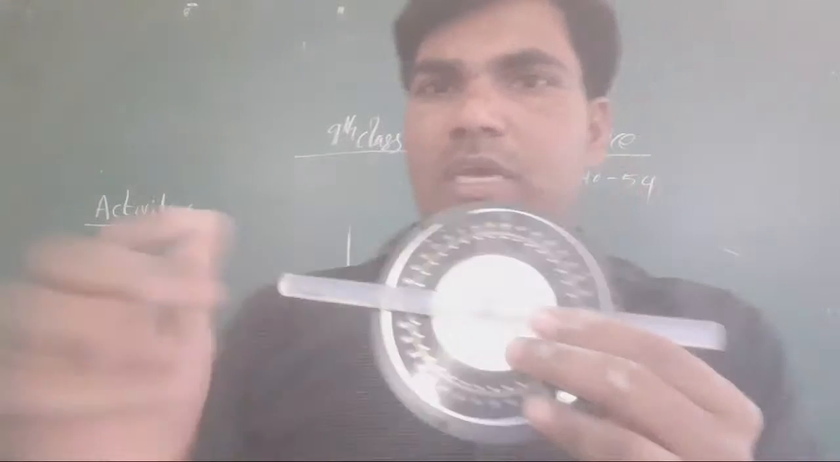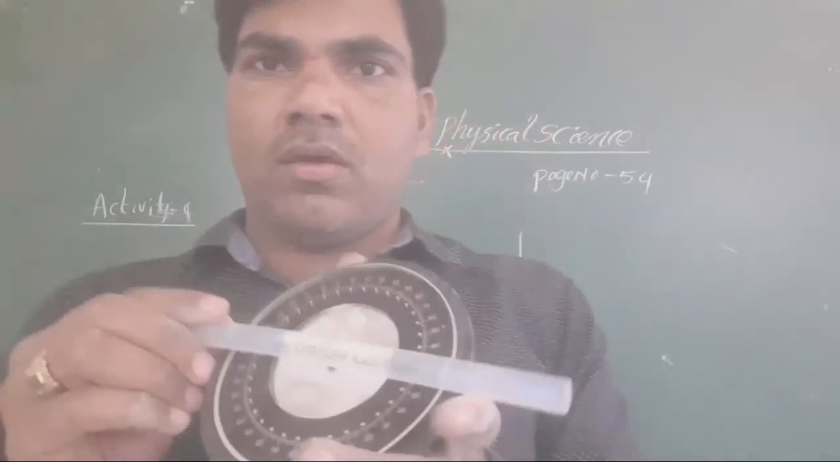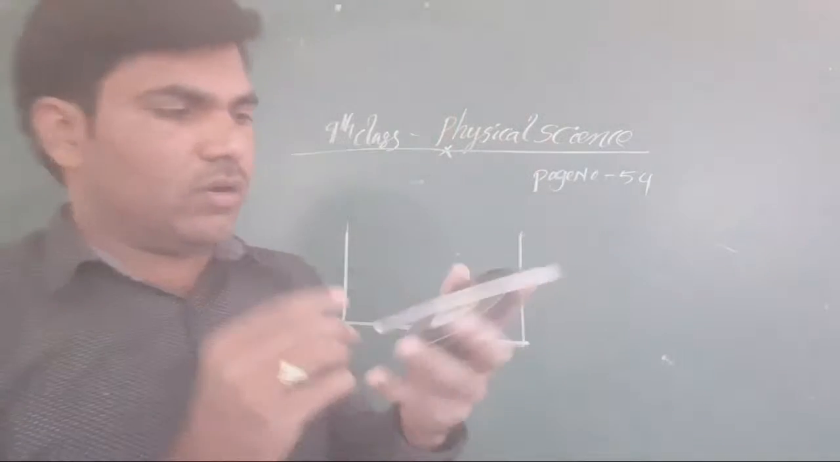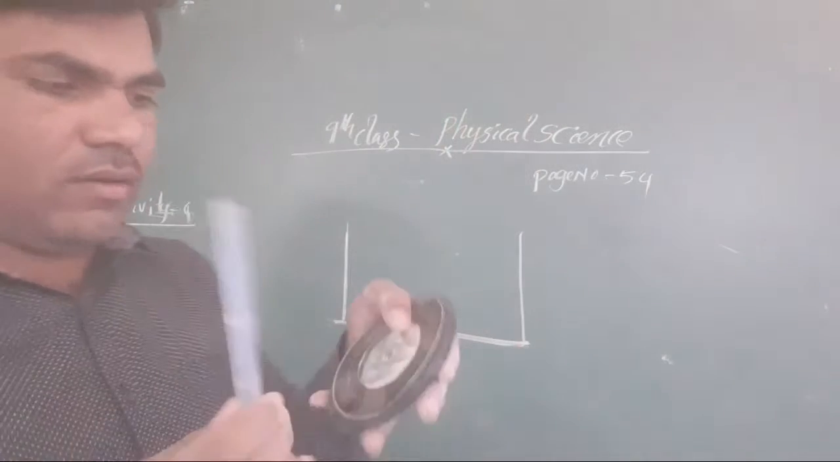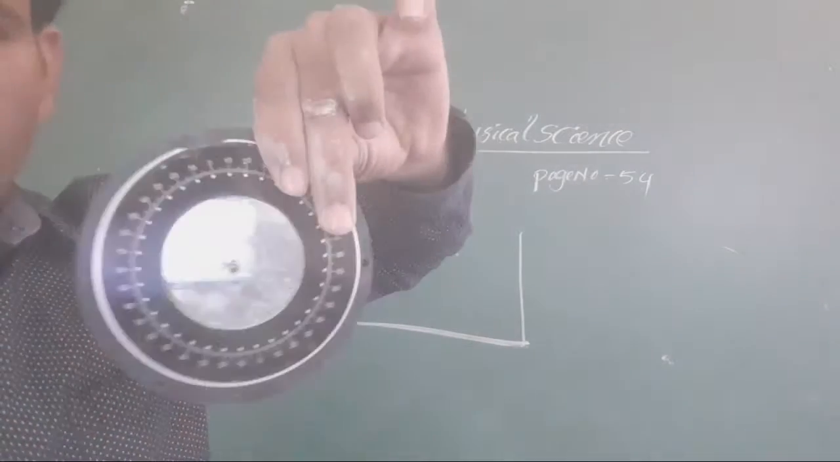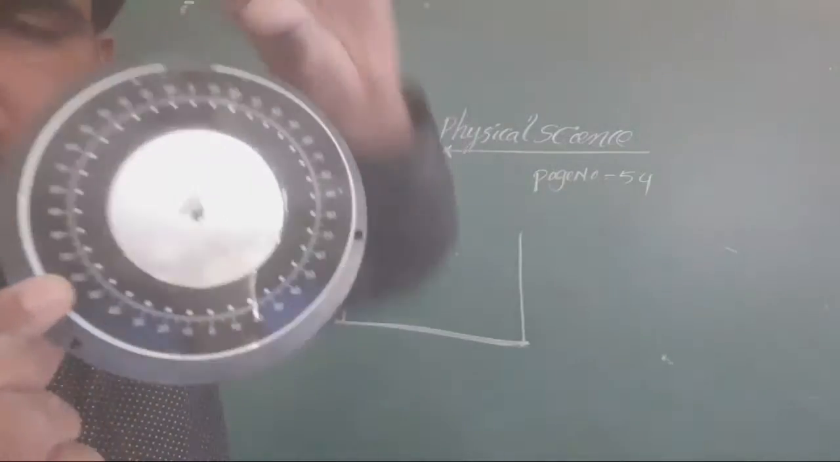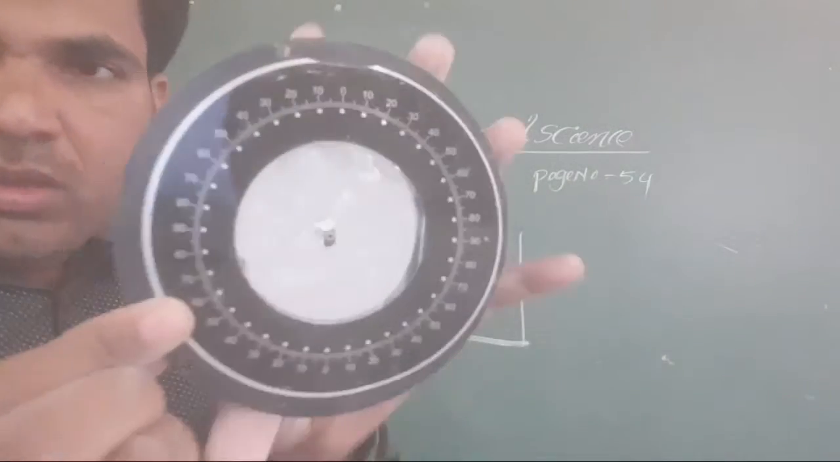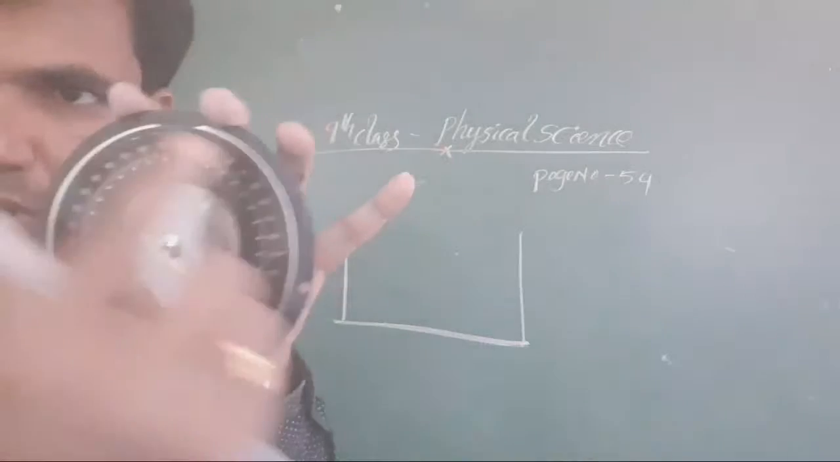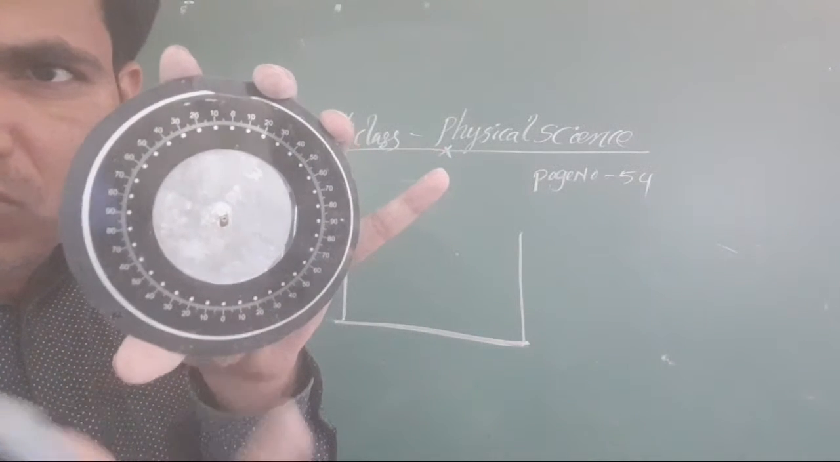Once check here, students, this is the experiment setup we have to take. Clear, all the students? I hope you understood this total thing. It is one type of protractor only. You take a metal disc like this. Clear, all the students?